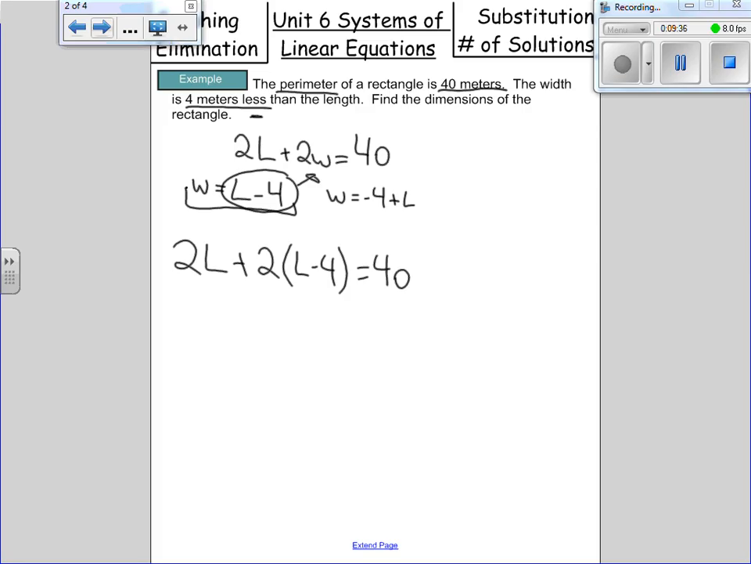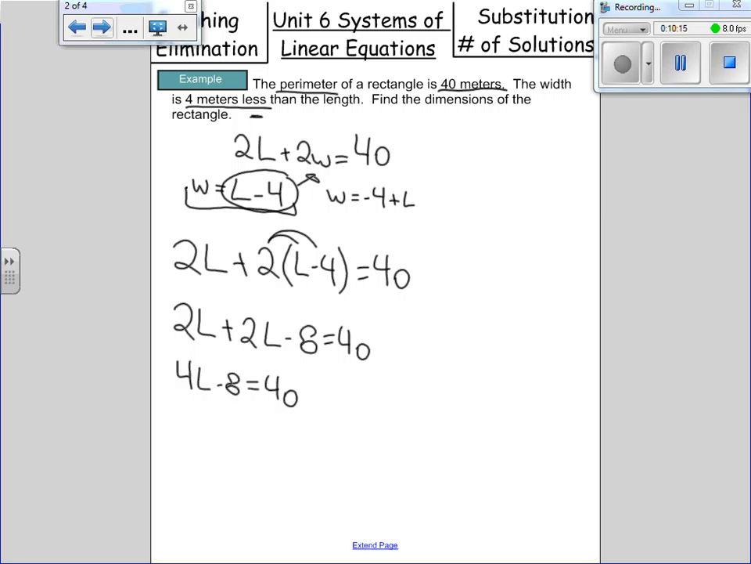What's the saying we use to know what we do? BEDMAS, right? Yeah, you can collect any like terms. There are no like terms to collect right now. But you want to take that 2 and apply it in. So you got 2L plus 2L minus 8 is equal to 40. Now you collect your like terms. 4L minus 8 is equal to 40.